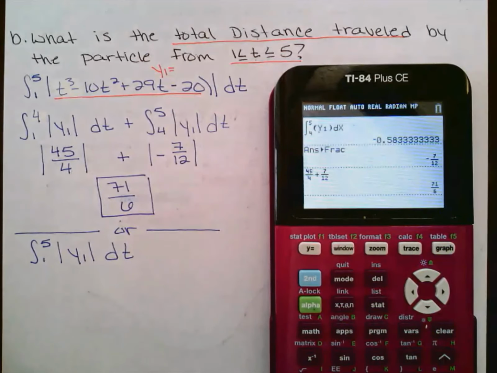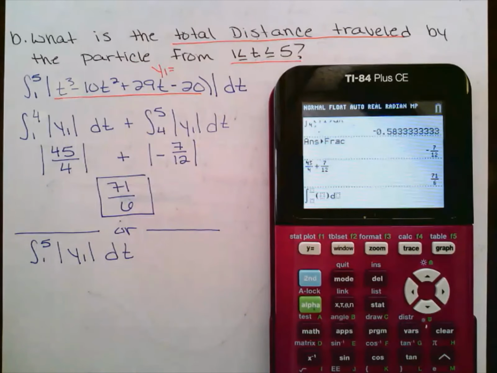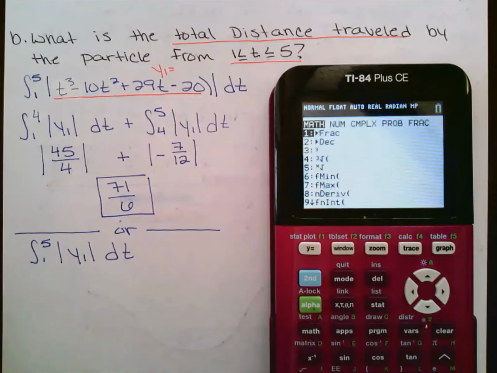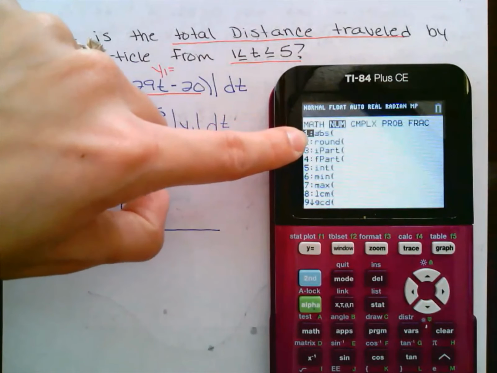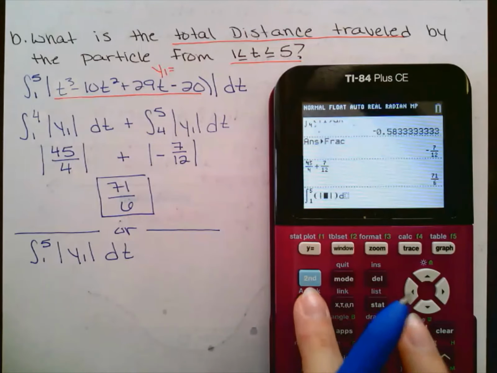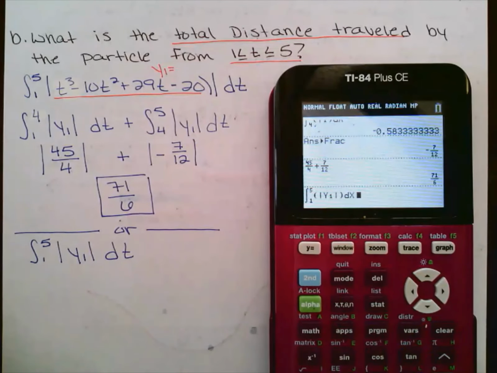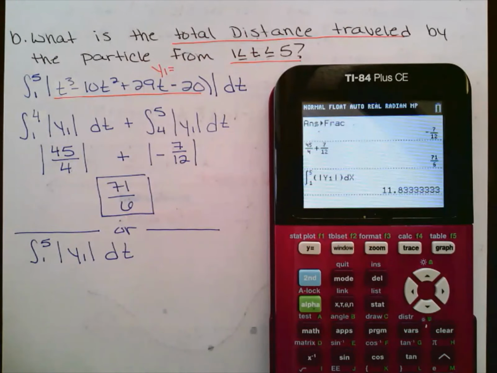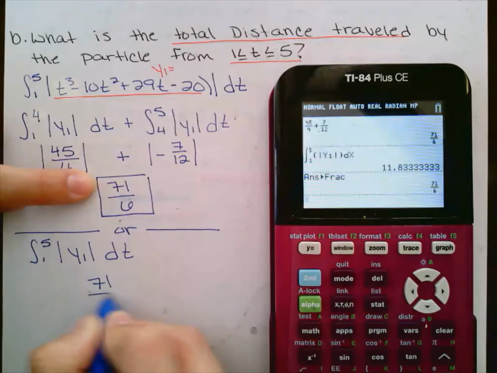Now, where's that button for absolute value? Let's put our alpha window integral. Okay, I'm going to go from 1 to 5. And in here, you're going to click math. And you're going to scoot over to the right to where it says NUM for number. ABS stands for absolute value. Press enter. And bam, you have your absolute value bars. Now click alpha trace to put your y1. Put your variable of an x. And it should give you 11.8333. Again, we don't want all those long decimals, so I'm going to press math frac, and it should give me the exact same answer of 71/6.